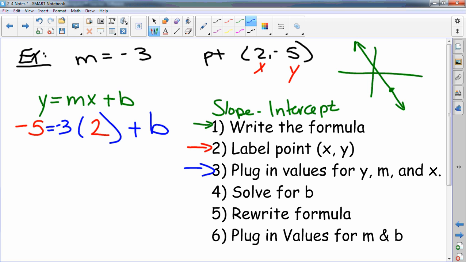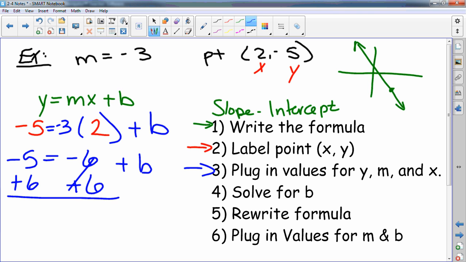Yeah. Just do your math. So I have negative 3 times 2 is negative 6. Add 6. And I get 1 equals b. That is my y-intercept. B is my y-intercept.